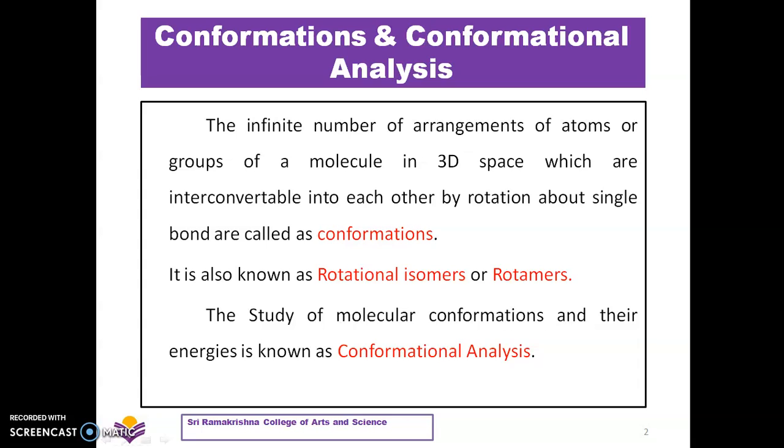The free rotation about the carbon-carbon single bond gives rise to an infinite number of arrangements of atoms or groups. This infinite number of arrangements of atoms or groups of a molecule in three-dimensional space, which are interconvertible into each other by rotation about the single bond, are called conformations. They are also known as rotational isomers or rotamers. The study of molecular conformations and their energies is known as conformational analysis. It allows us to relate the shapes of molecules with chemical reactivity and physical properties.